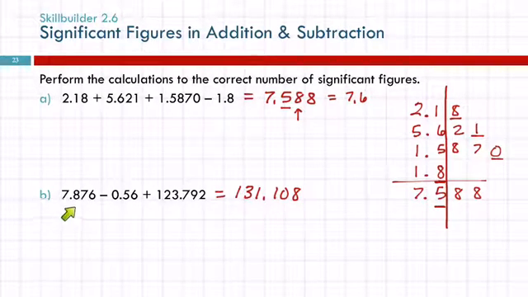This is adding and subtracting. I'm looking at how many decimal places. Here we've got 3 decimal places, and 2 decimal places, and 3 decimal places. This number here has the fewest number of decimal places. So that's going to limit my answer to 2 decimal places. So this is going to be 131.11 because the 8 causes the 0 to round up to a 1. Any questions?